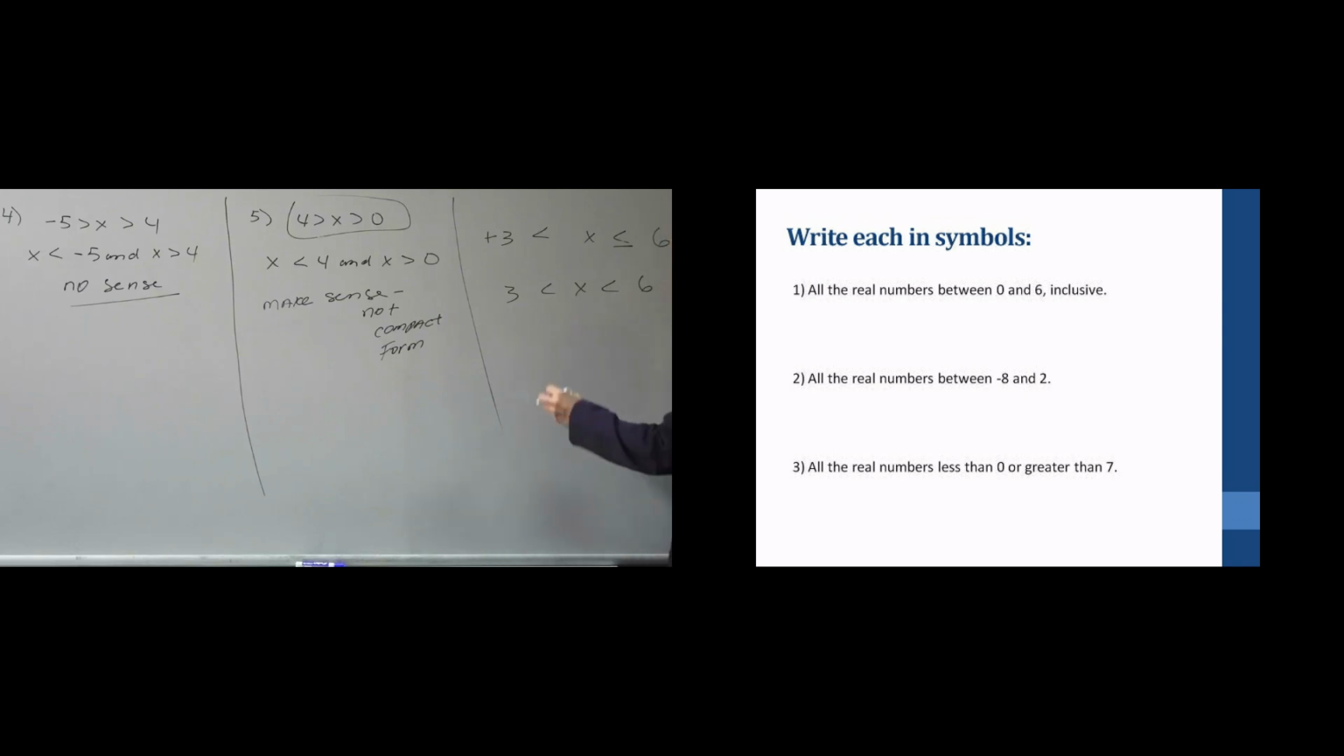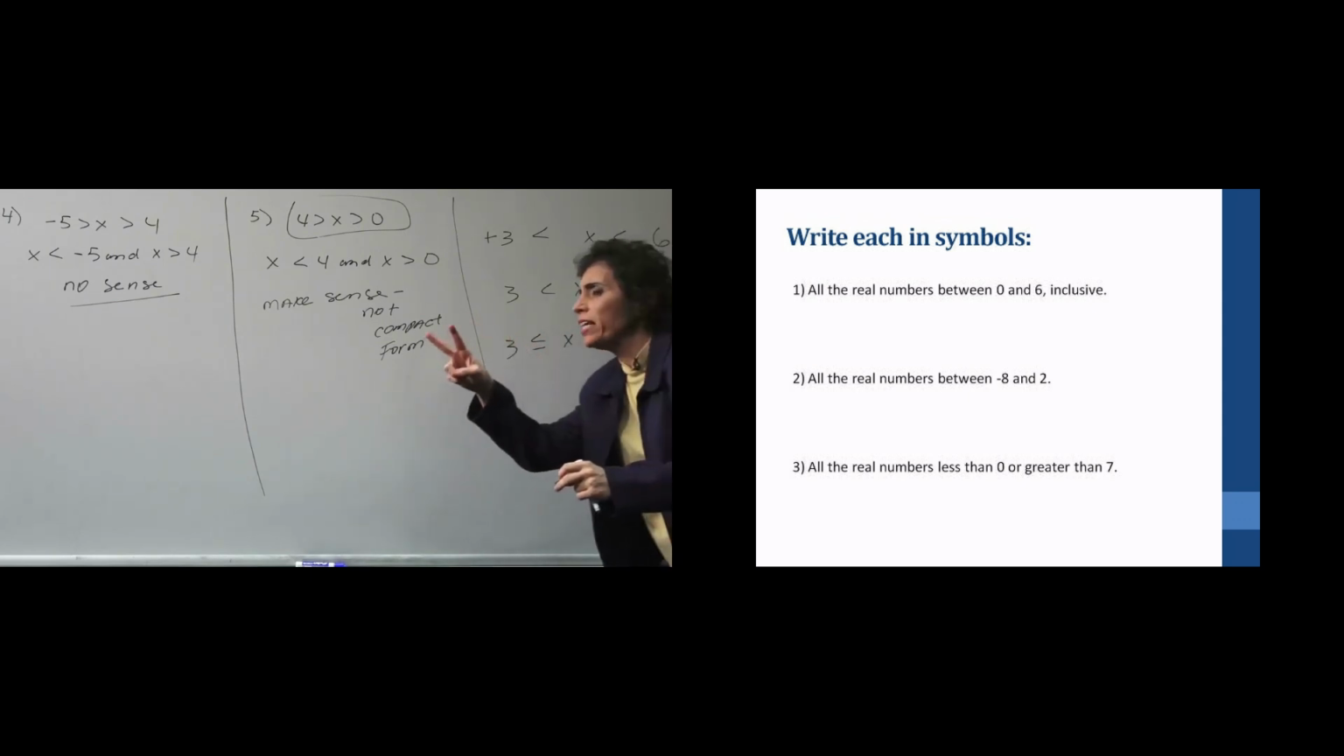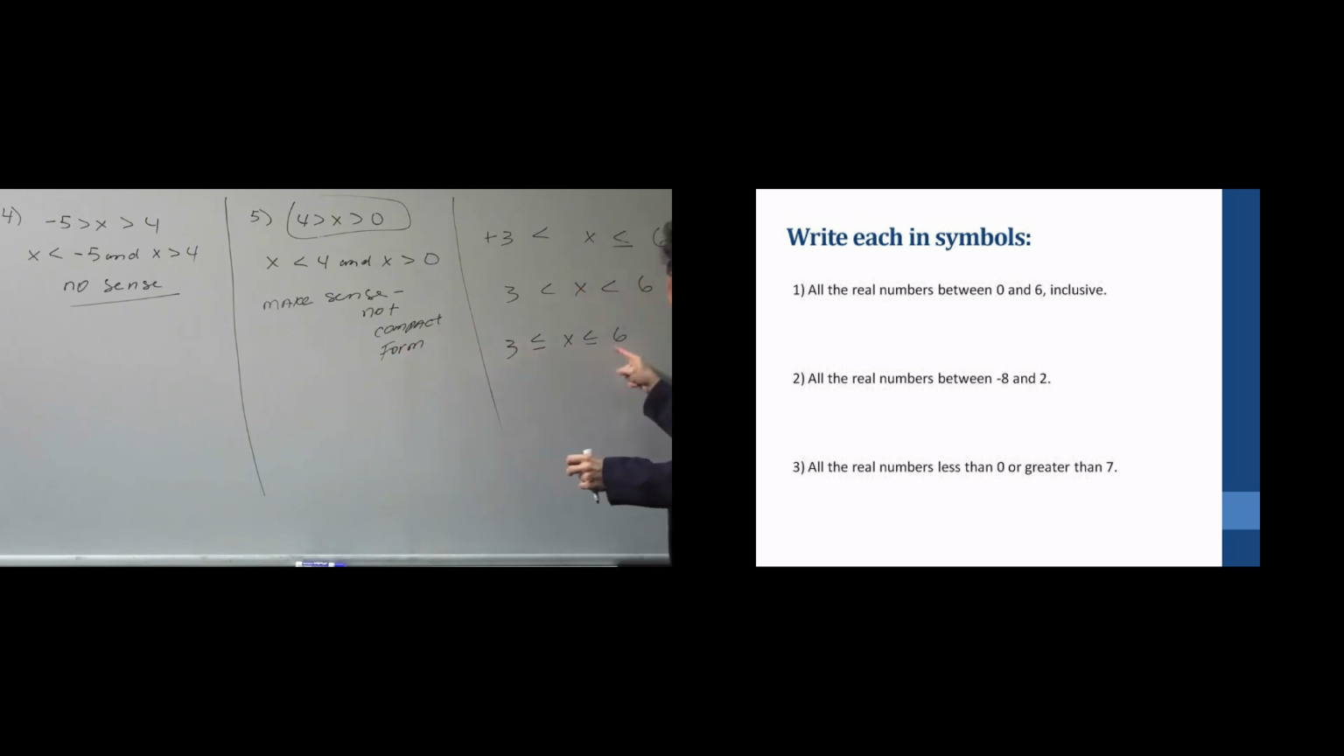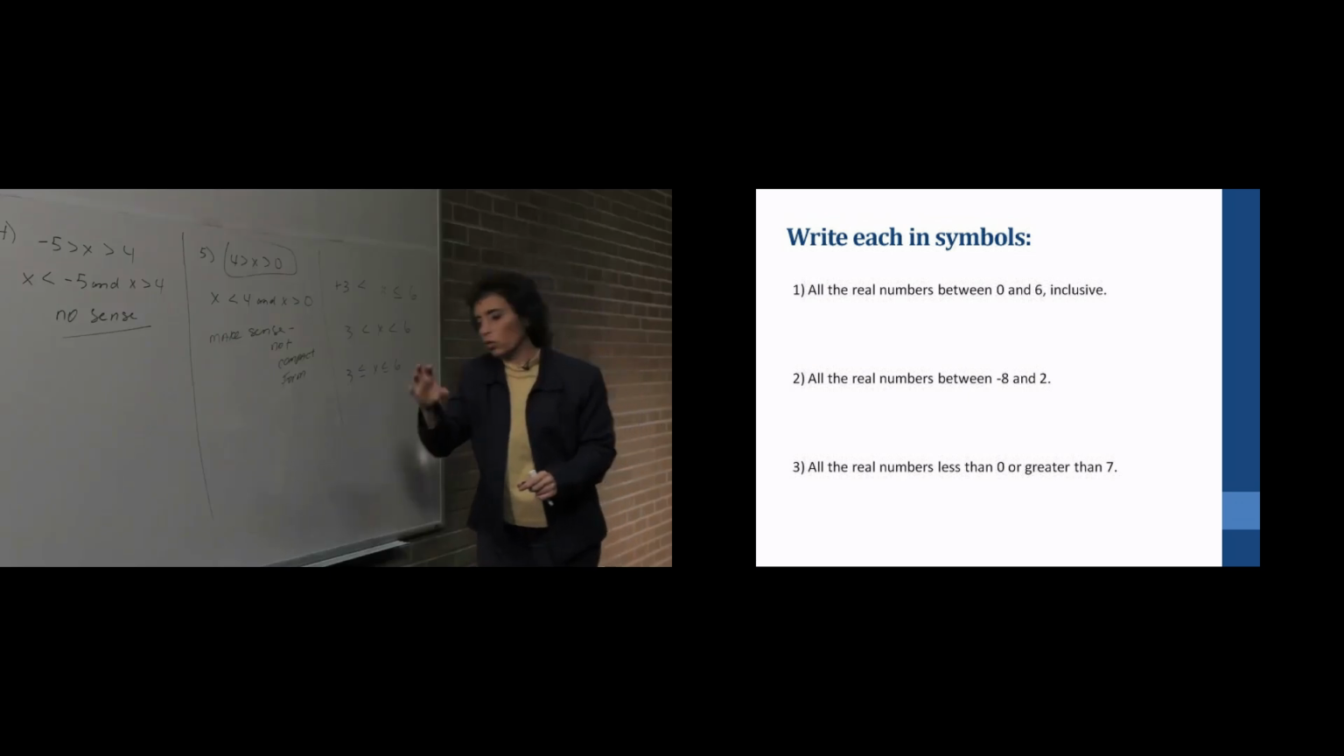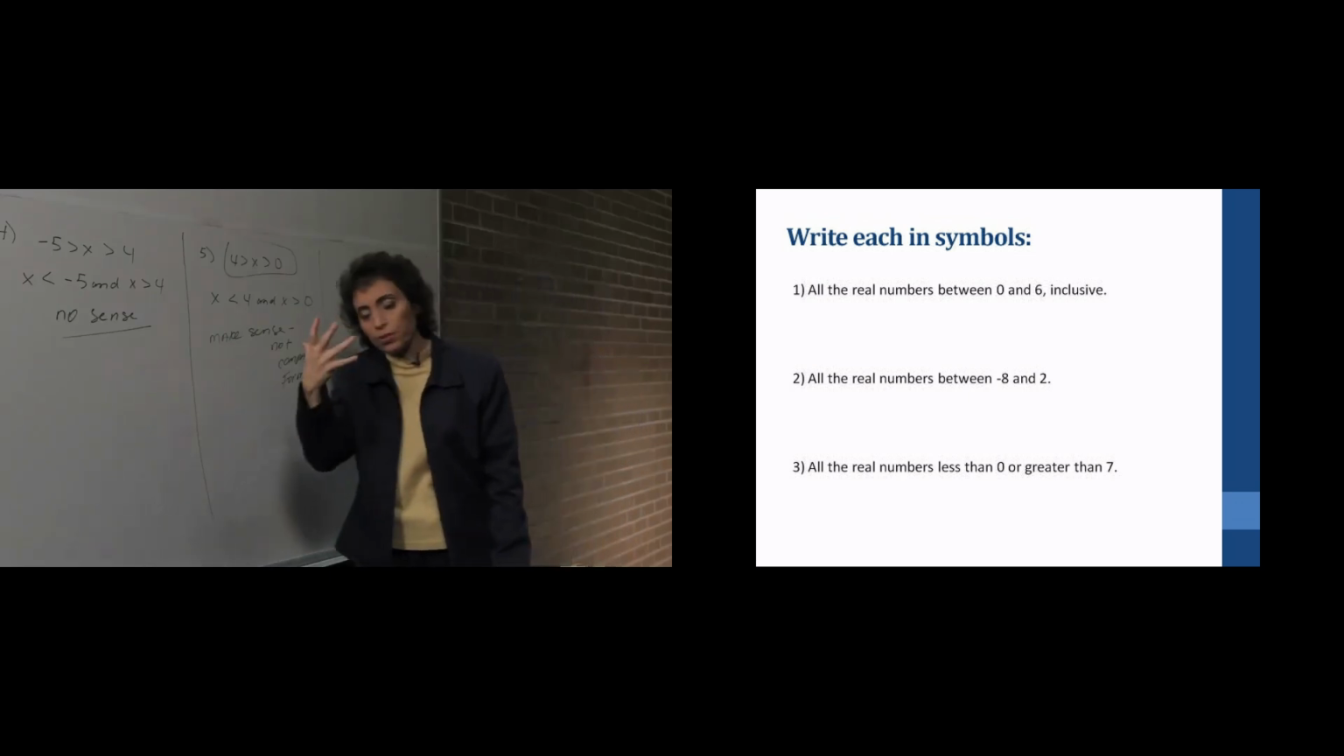I'm not including any. How we can say this is all the real numbers between 3 and 6 inclusive. Inclusive means include them both. Include both endpoints. Okay? So all the real numbers between, variable in the middle, smallest number first, all inequality symbols point left. So let's take a look at some words and put them into symbols.